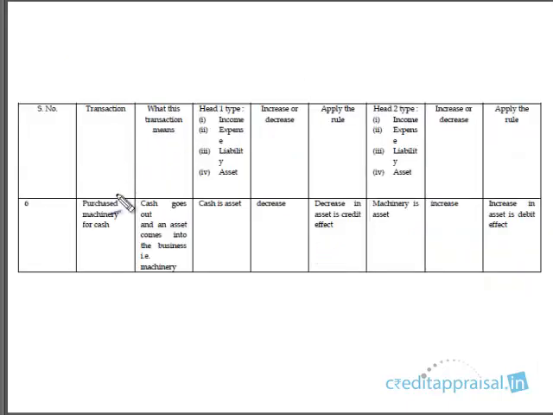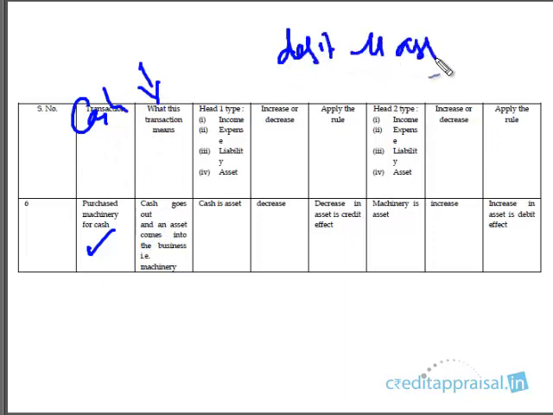So in this example we are purchasing machinery for cash. Cash is going out, that means a decrease. Usually we debit all assets. Cash is an asset, and we debit all assets, but that is for an increase. Since it is a decrease, what we do is credit. So this is a credit effect, right? Cash is a credit effect.